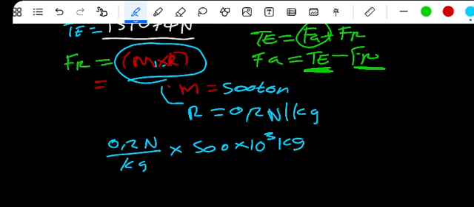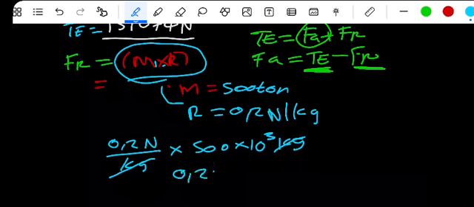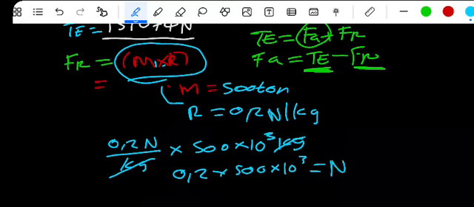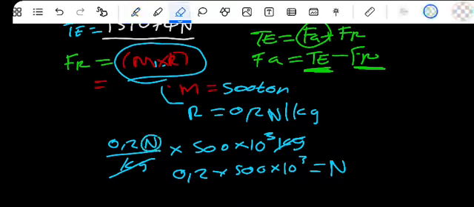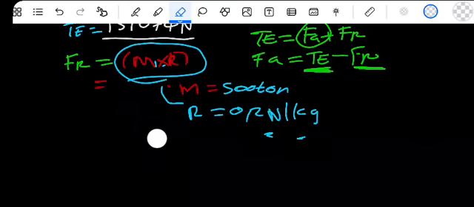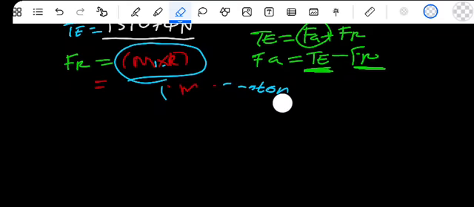The amounts will be in kg, so the kg units will cancel. This is the same as 0.2 times 500 times 10 to the power of 3. This now will be in newtons, because we have only the newton unit. So we multiply like that, guys.